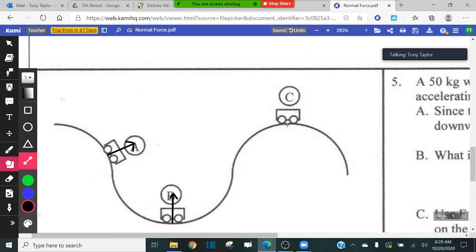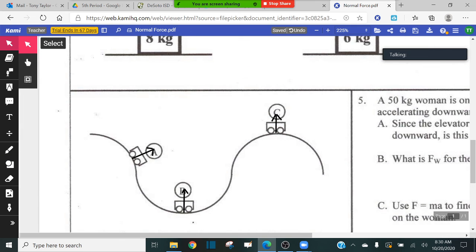And the same thing here for situation C. The normal force pushes straight up on the roller coaster because it's perpendicular between the surfaces of contact. Okay, because the roller coaster is in direct contact with the track. So you always draw a normal force where you have surfaces of contact.